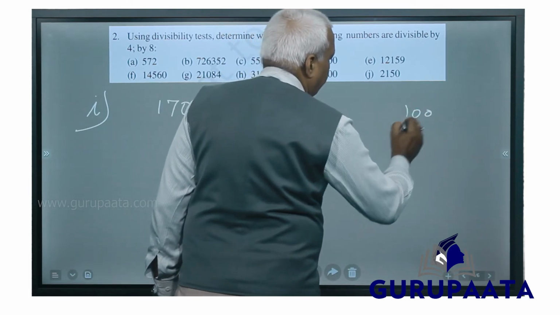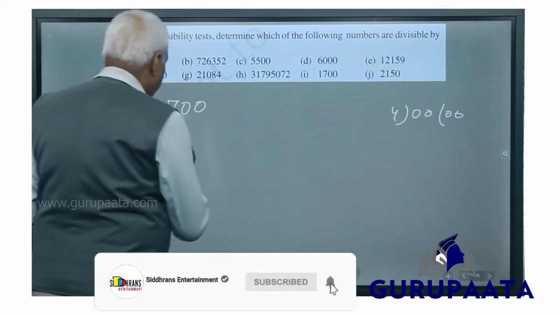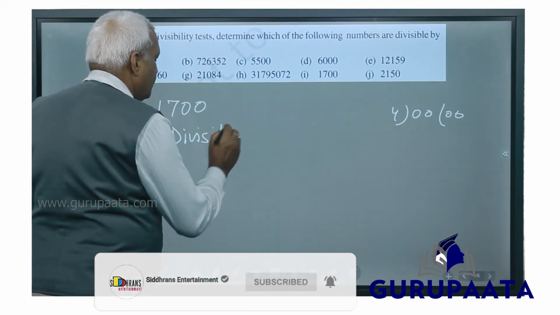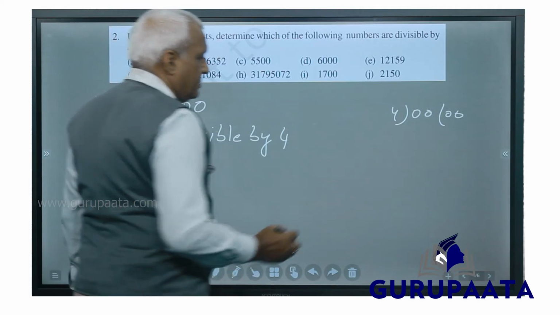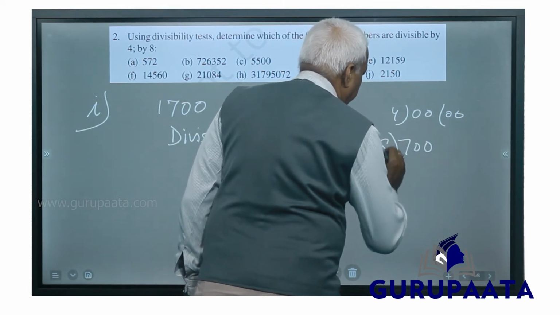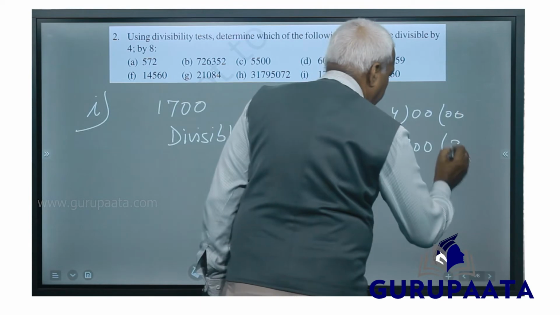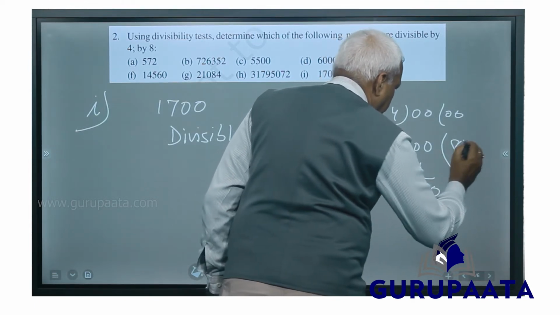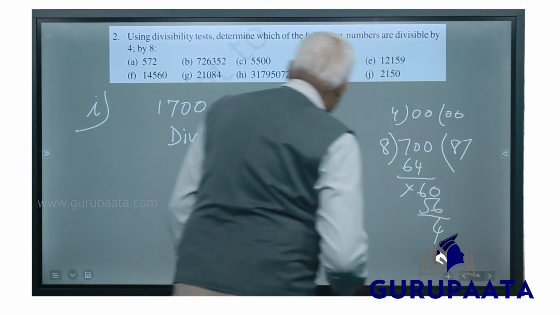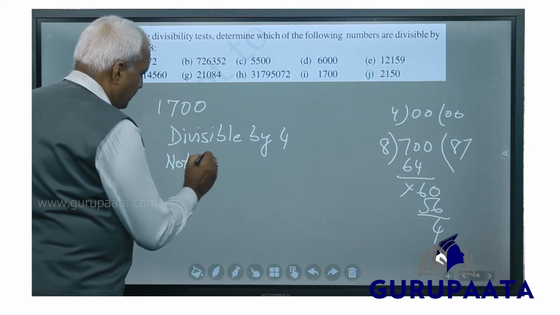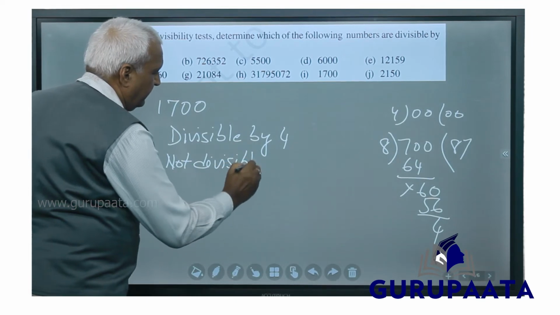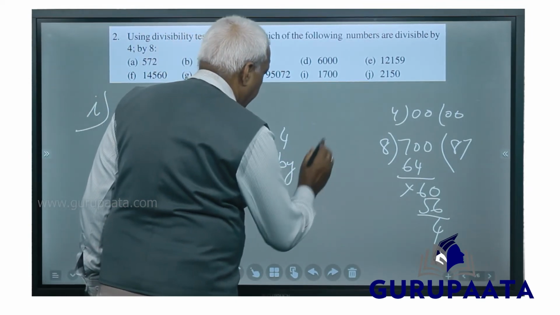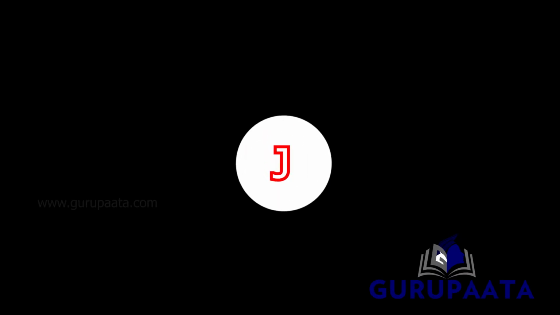1700. So for 4, 00 divided by 4, 00, divisible by 4. 700 divided by 8, not divisible by 8. Why? Because we are getting a remainder. Understood? We will take now J question.